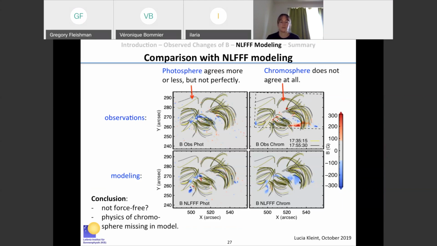The question is why? One explanation is that we are simply not looking at the correct height, but I did this analysis at many heights and it held. Another explanation is maybe force free is not a good assumption. Maybe it's because the changes happen on such small scales that this model cannot get them. The physics of the chromosphere, all these tiny loops which were seen to be changing in the movie, might be missing in the model. Right now, this is unsolved. All we know is that the fit is not very good in the chromosphere.